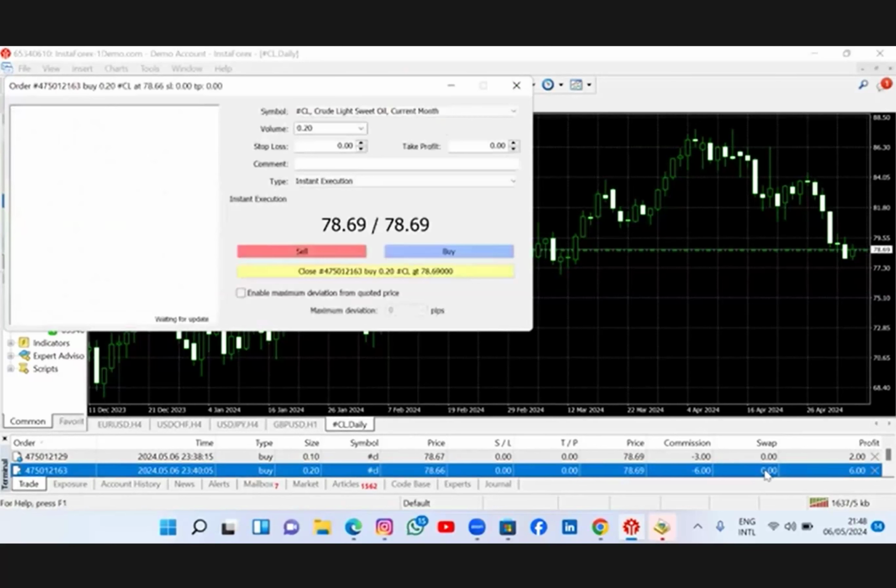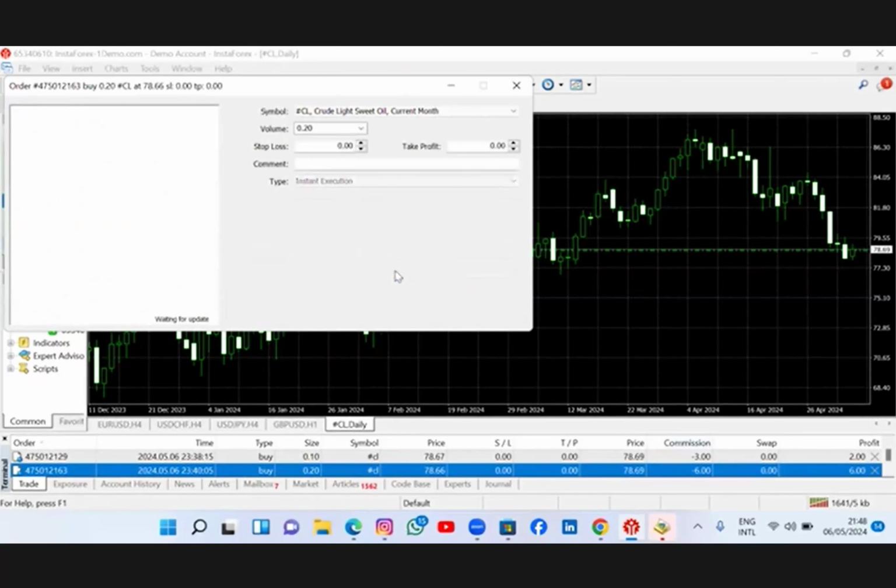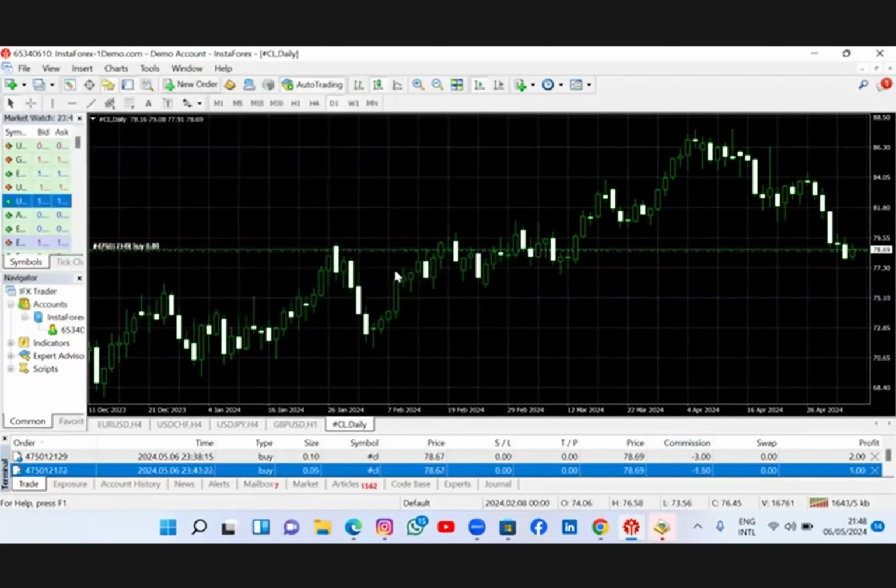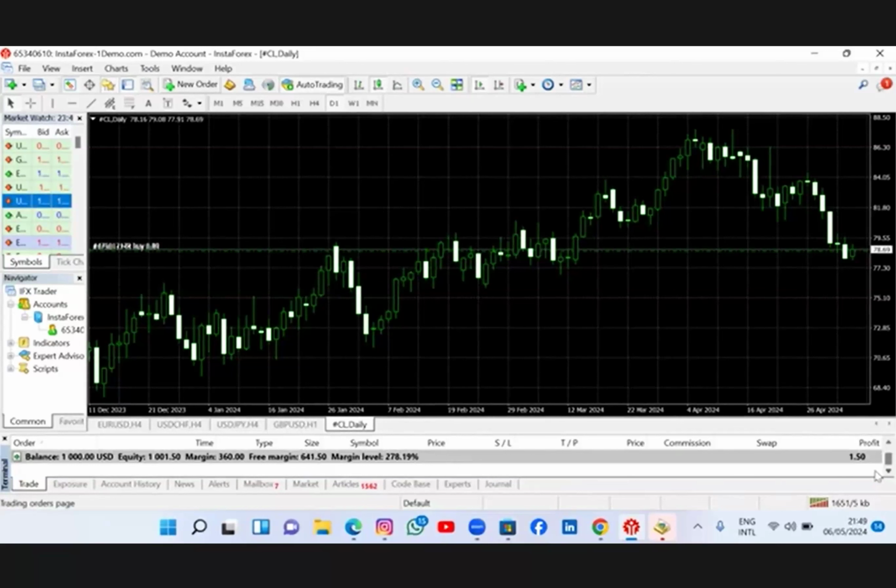And then click on the yellow line. Then scroll down. Professor, what do you see now on your margin? My margin now is 360. What was it before? It was 760. Yes, 760. It was because you have left the market.